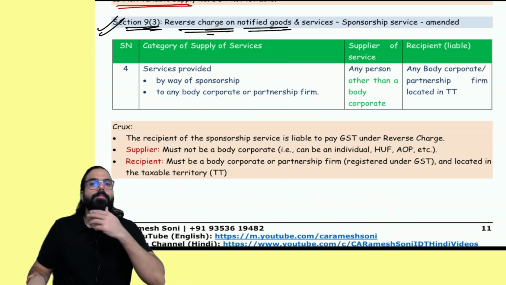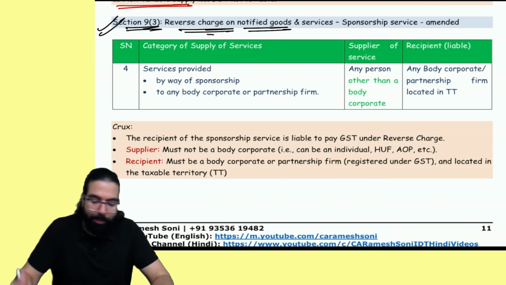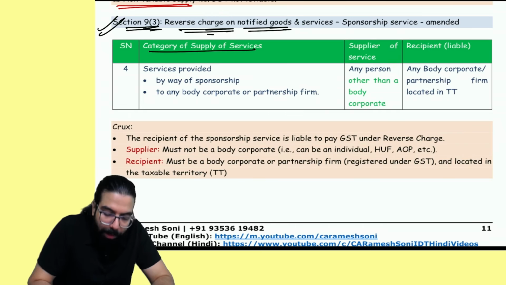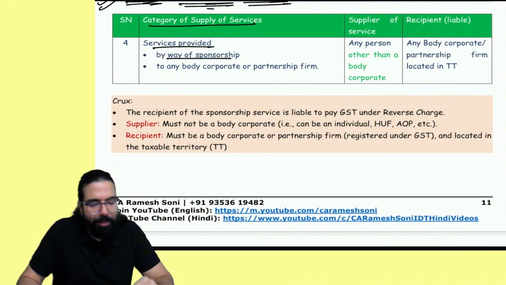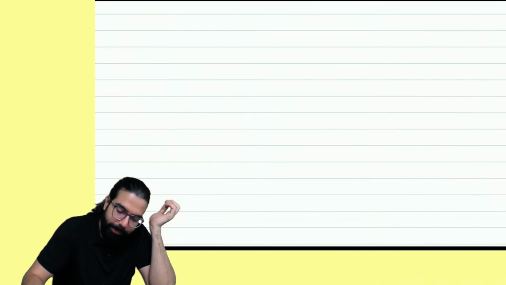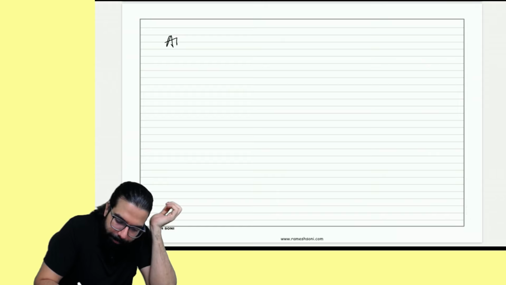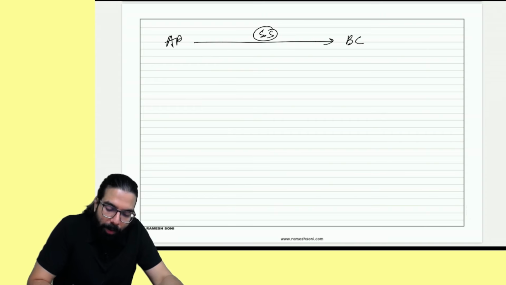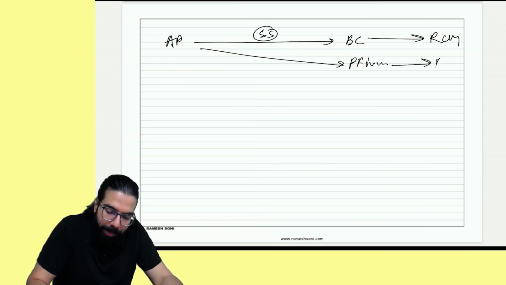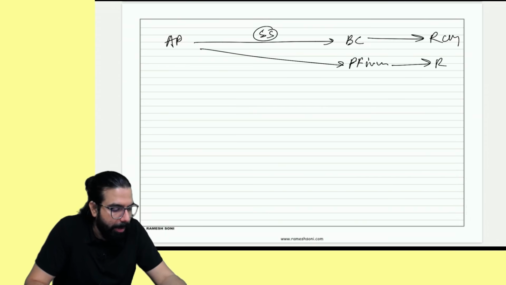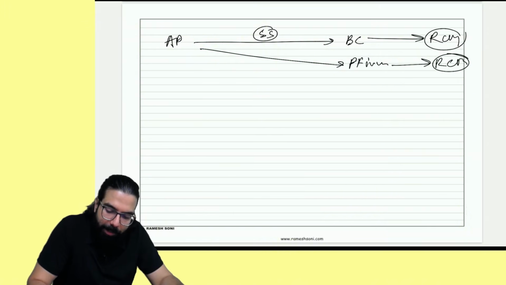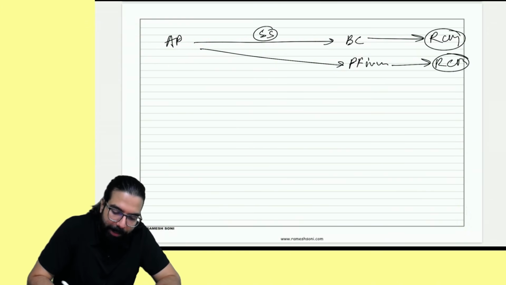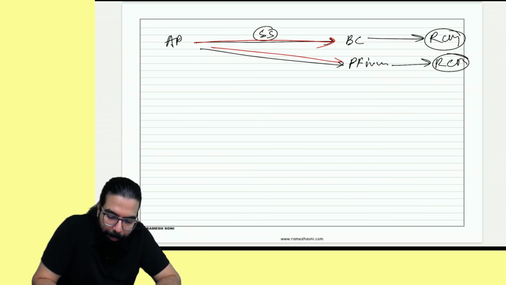Everyone over here, listen. What they have gone ahead and told over here is, sir, category of service, I have gone ahead and told sponsorship service. I hope you guys remember earlier it used to say any person if he is supplying sponsorship service to whom? Body corporate, or if he is supplying to partnership firm, then they have to pay GST under RCM. Yes sir, we remember we had learned this, that in both the cases RCM is applicable, correct? But now they have told if any person is supplying to body corporate, no, they have told any person other than body corporate.